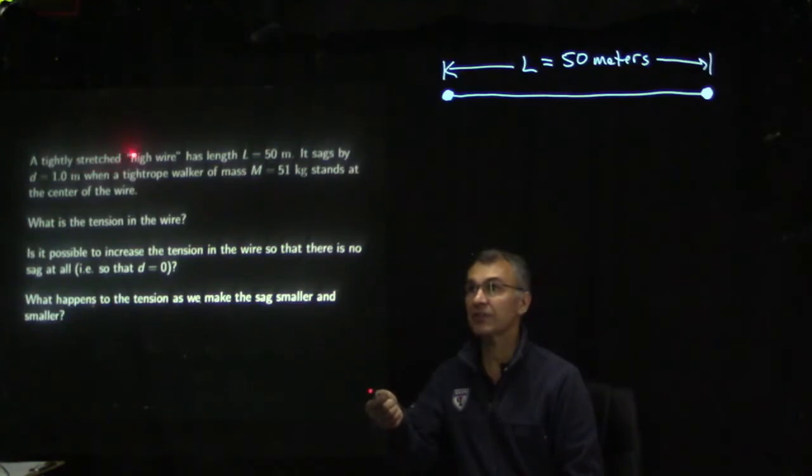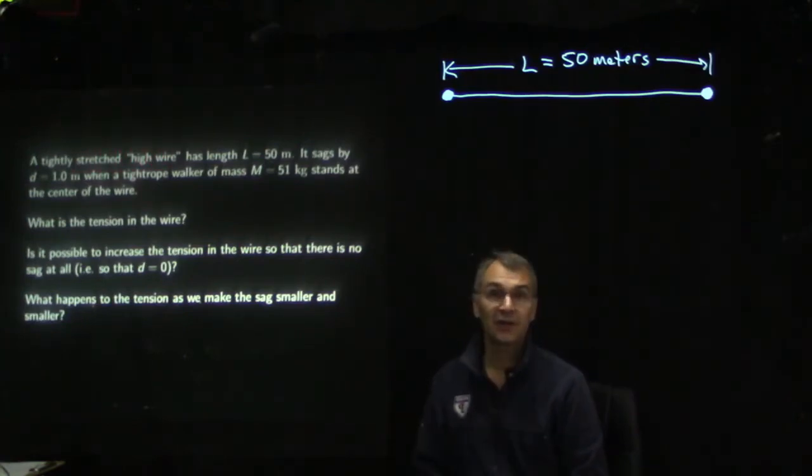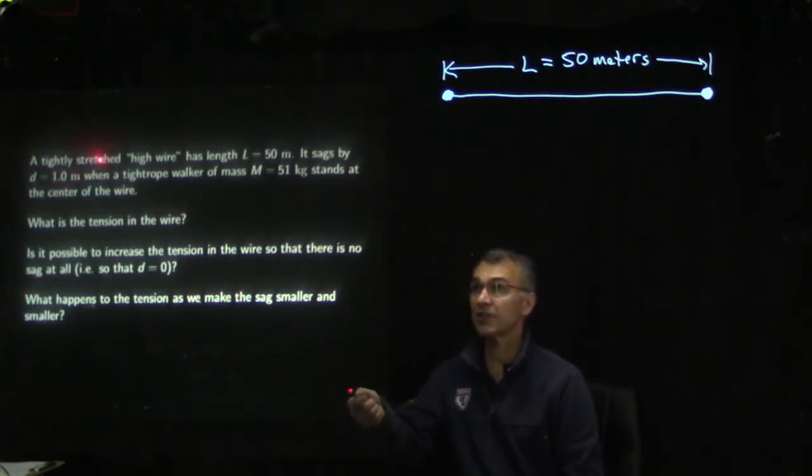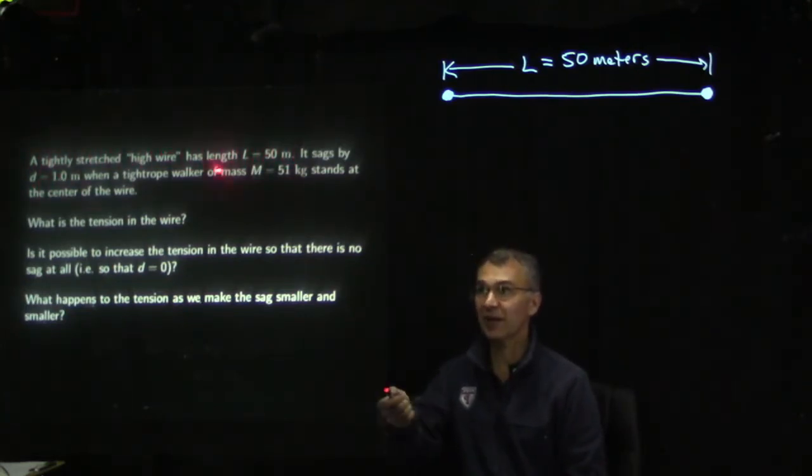A tightly stretched high wire, that's like a wire that a kind of daredevil stunt person will walk on. A tightly stretched high wire has length L equals 50 meters. It sags by d equals 1 meter when a tightrope walker of mass M equals 51 kilograms stands at the center of the wire. What is the tension in the wire? That means the tension when the tightrope walker is standing on it.